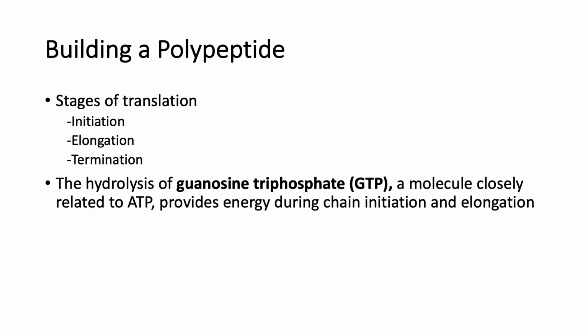Similar to transcription, translation also has the following stages. First, initiation, followed by elongation, and lastly, termination. All the three stages require protein factors that aid in the translation process. For certain aspects of chain initiation and elongation, energy is also required. It is provided by the hydrolysis of guanosine triphosphate or GTP, which is a molecule closely related to ATP.